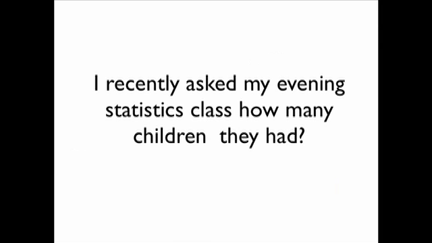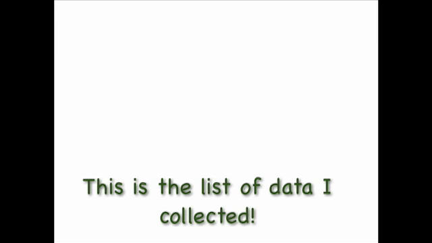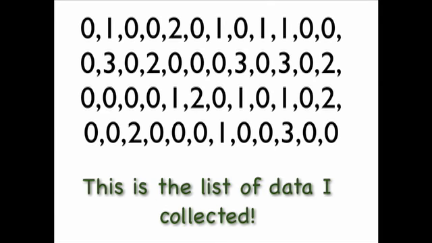I recently asked my evening statistics class how many children they had. This is a list of data I collected. There were many zeros, some ones, some twos, and few threes. The zeros represented no children as answers. The ones represented one child as answers. The 2 represented 2 children, and the 3 represented 3 as answers.